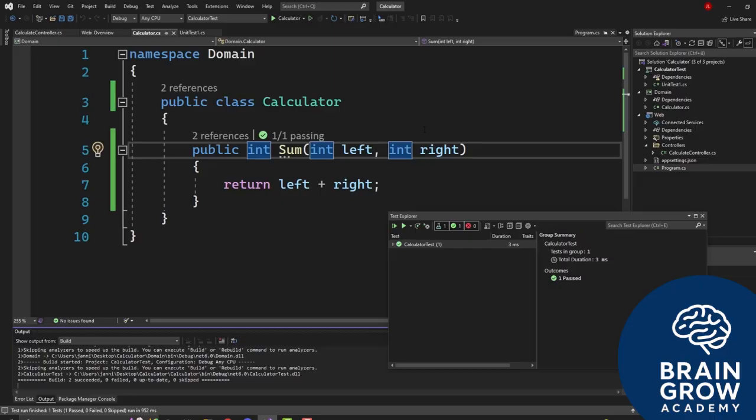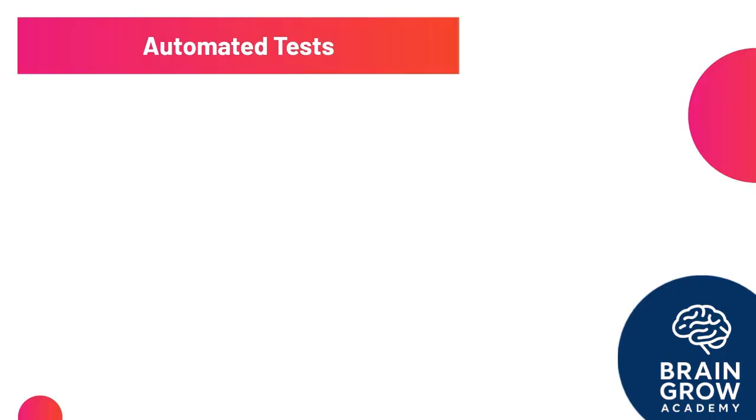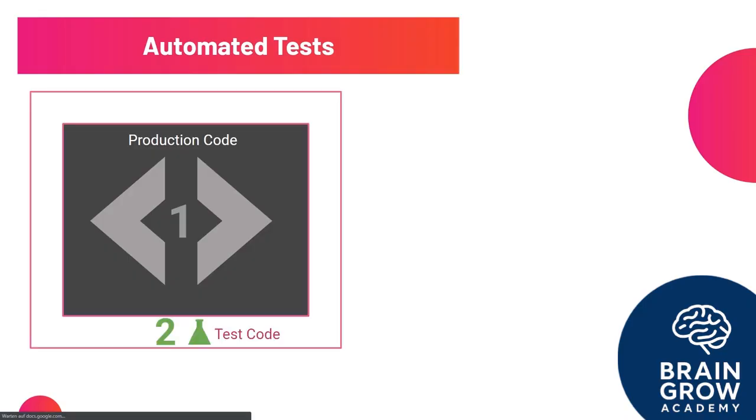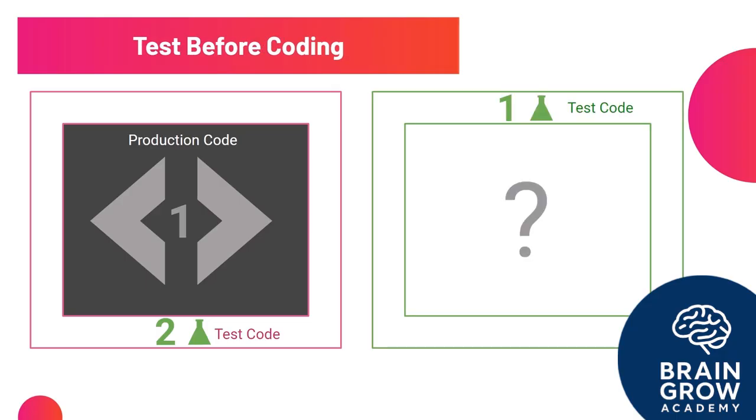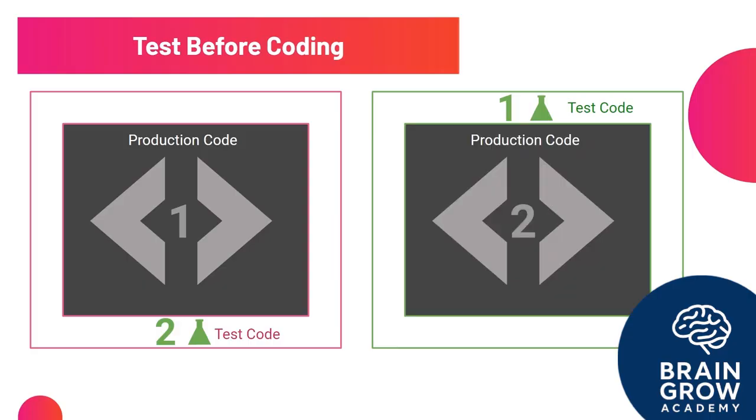So let's move on and talk about that. We just wrote the sum function and then we wrote the test code. So the test we just wrote was a simple example of an automated test. However, we didn't follow the test-driven development approach because based on the TDD approach, you must write the test before writing the actual production code.